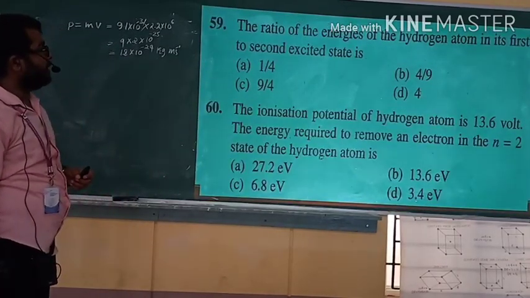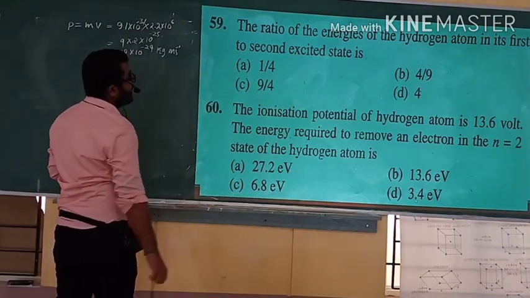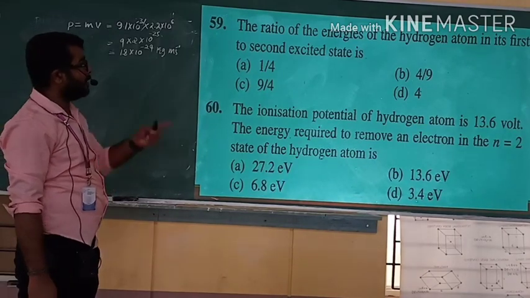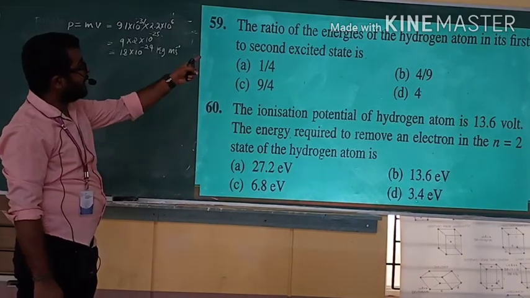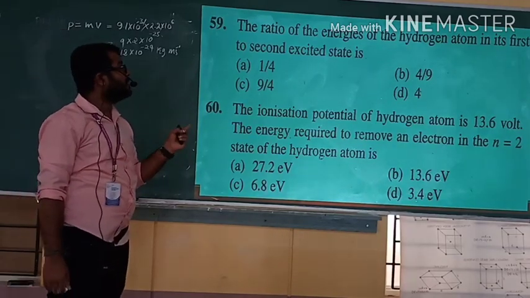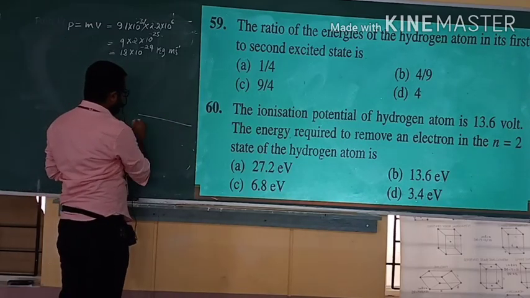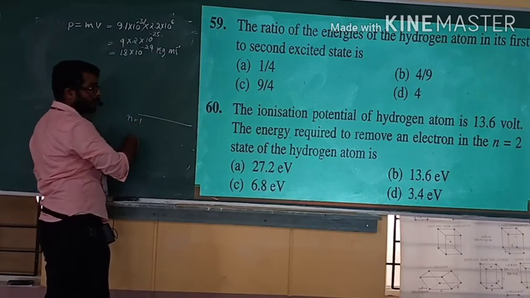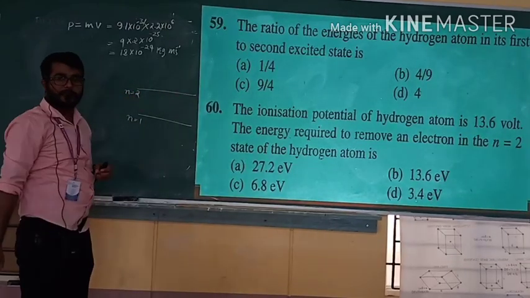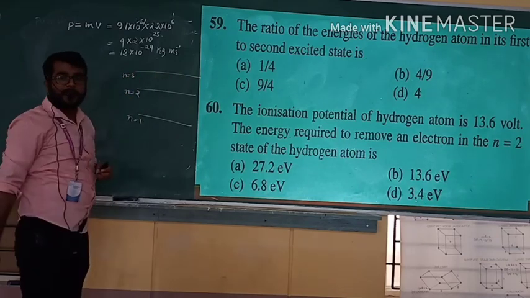So next, question 59. The ratio of energies of the hydrogen atom in its first to the second excited state. You should read this one clearly. N is equal to 1 will be the ground state, N is equal to 2 will be the first excited state, and N is equal to 3 will be the second excited state.